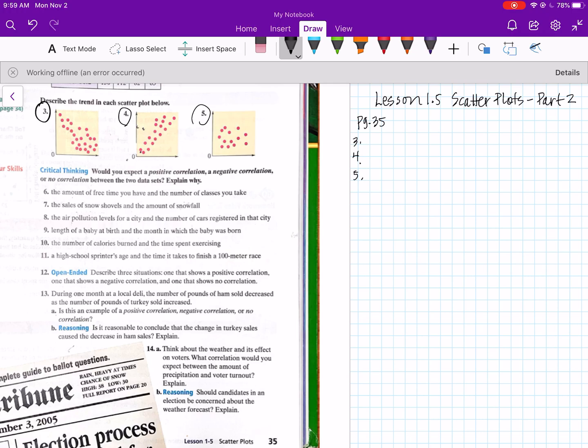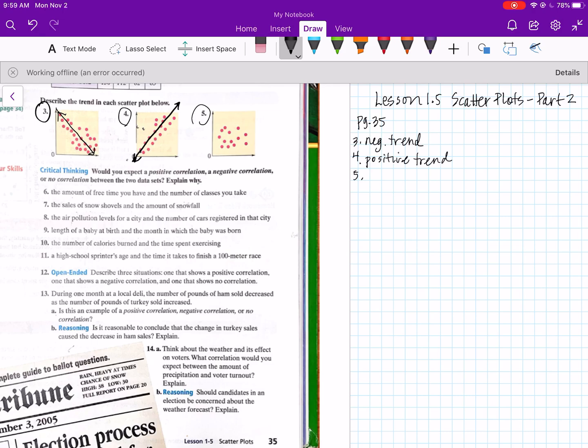That should be all that you need to describe the trend in each scatter plot below. So if you look at number 3, you can see that this trend is going in a downward fashion, and we would say that this is a negative trend. Did you get that correct? I'm sure you did. Next one, number 4, you can see if I would draw a trend line kind of going through the middle of the data, having about the same number of points above and below, you can see that this is a positive trend going in a positive direction.